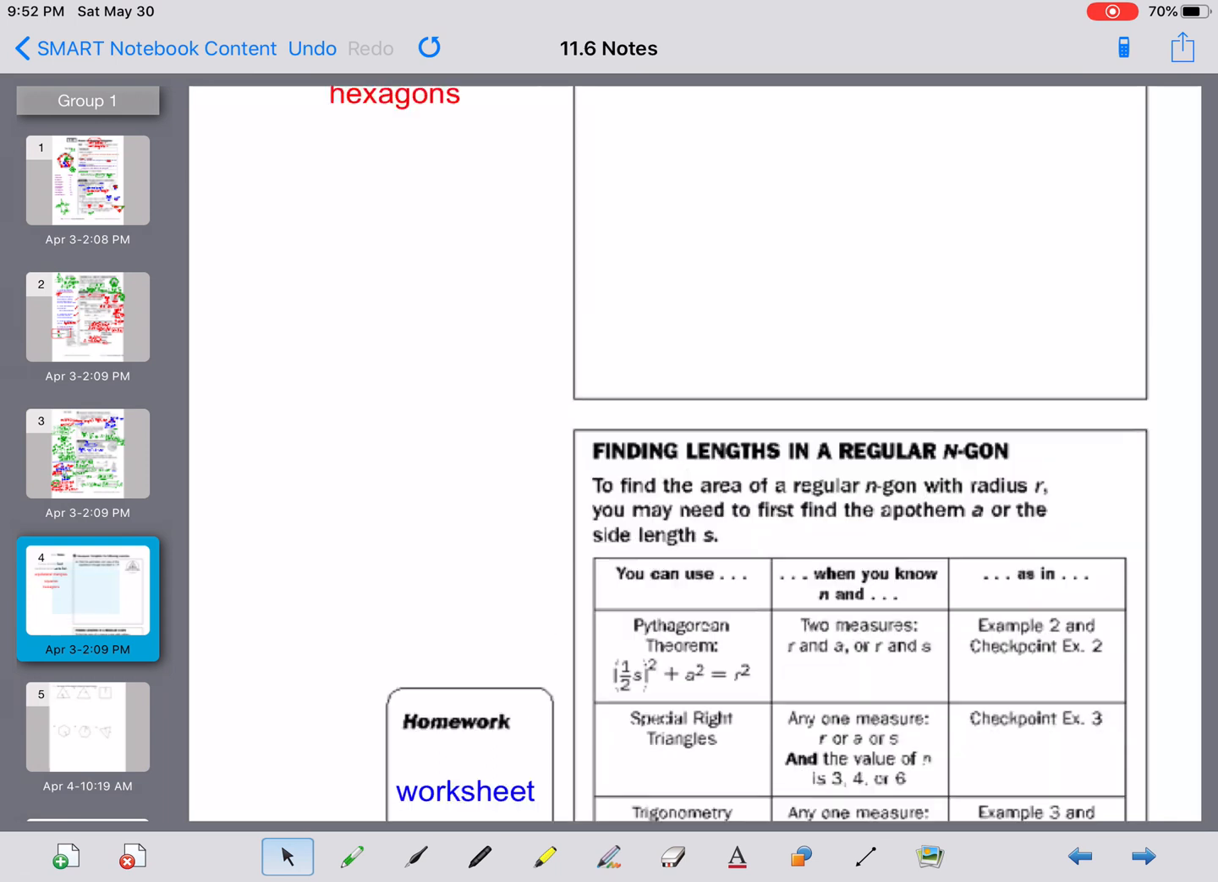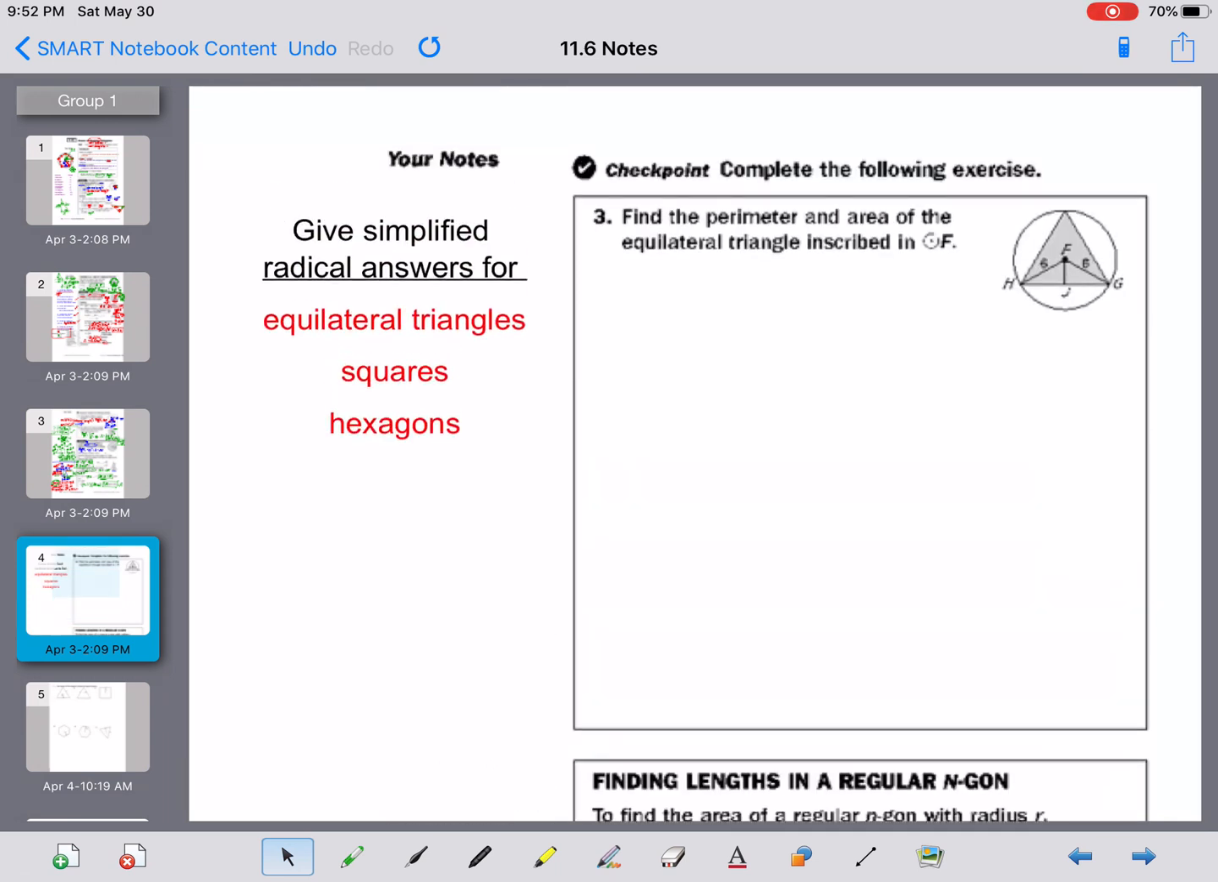Okay, margin note here. I cannot stress enough: give simplified radical answers, and these are the 3 shapes. Now, I'm going to be honest, I'm nice to you on your homework. Every time there should be a simplified radical answer, I tell you that in the directions, so you'll be able to see that. But I'm going to need simplified radical answers for equilateral triangles, and let me give you a heads up why. When I draw my half triangle in an equilateral triangle, 360 divided by 3 is 120. Half of that is 60. I get a 30, 60, 90.